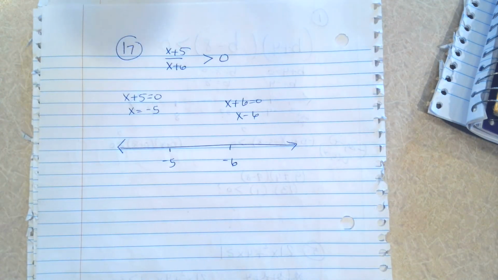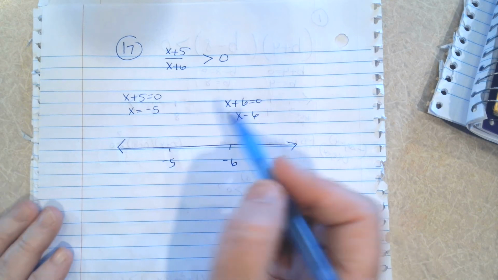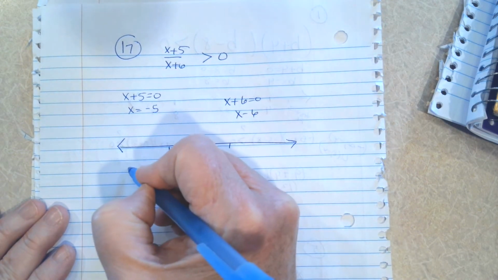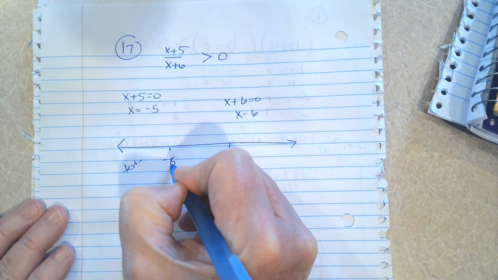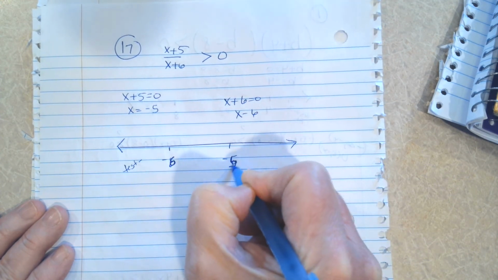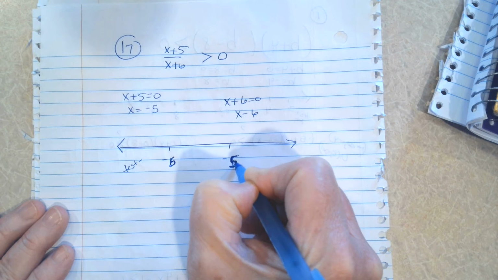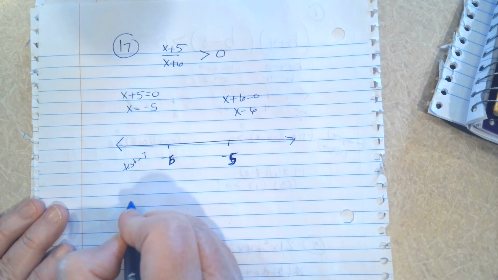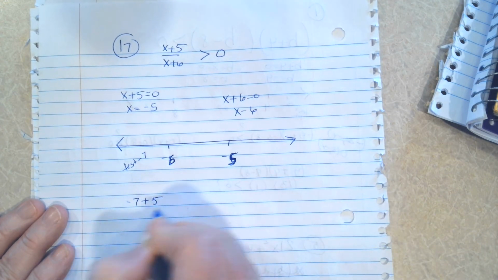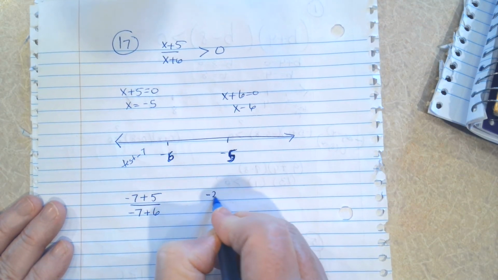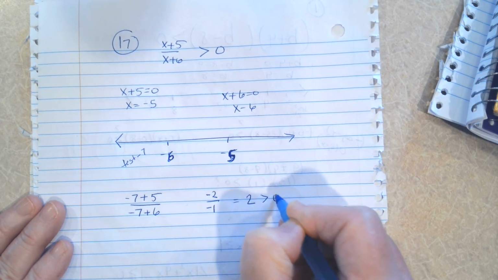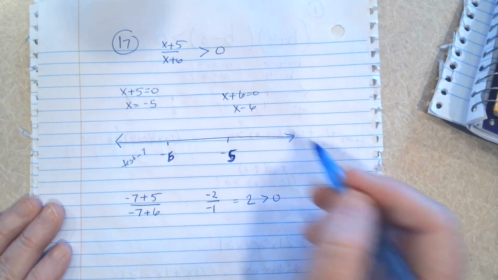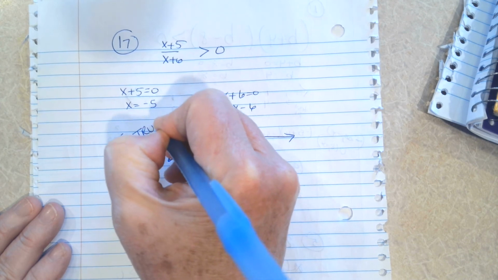So we're going to test some numbers here. And we want to test negative, I got those backwards, negative 7. So negative 7 plus 5 over negative 7 plus 6. That's negative 2 over negative 1, which is 2. Is that greater than 0? Yes, so this part's true.